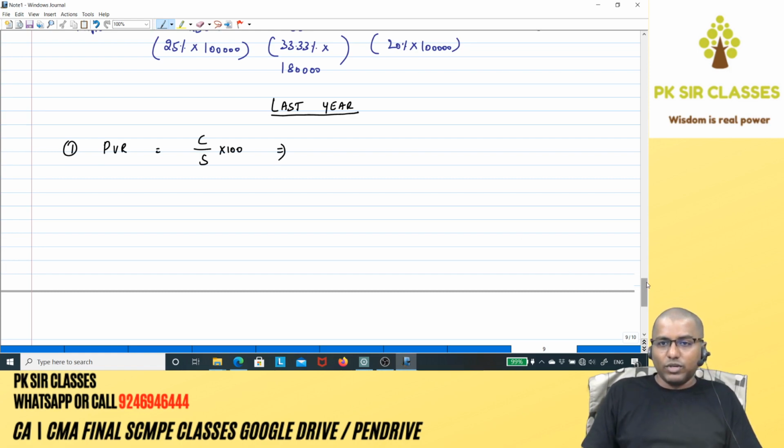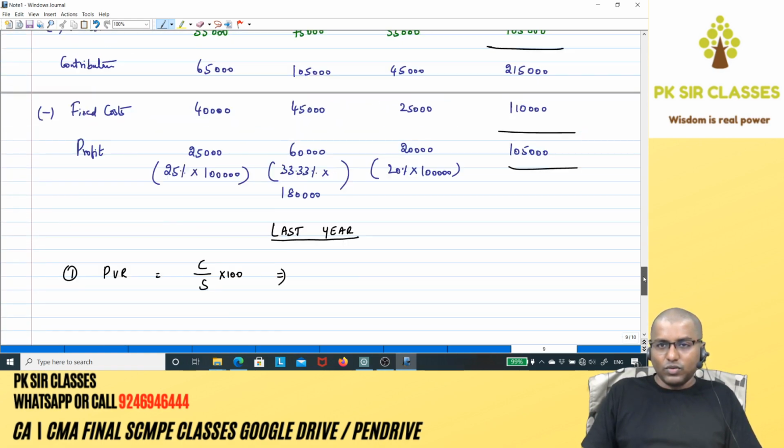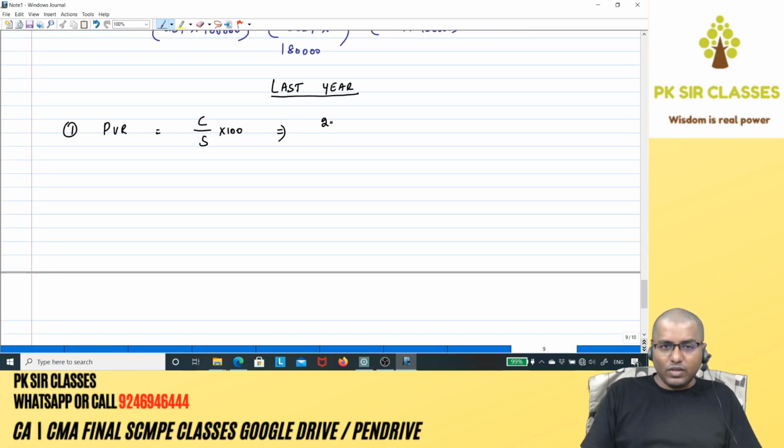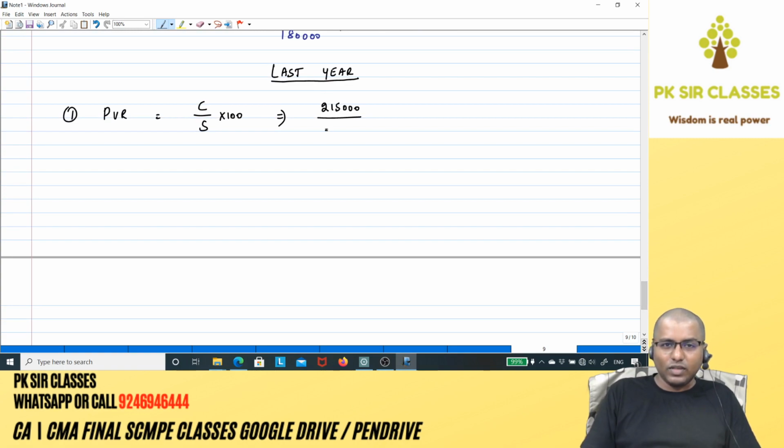That implies, what is your contribution for the company as a whole? 2,15,000. So 2,15,000 is the contribution, divided by sales for the company as a whole. Here it is 3,80,000, into 100. So 2,15,000 divided by 3,80,000 into 100. So 56.578. So I can say 56.58% approximately.